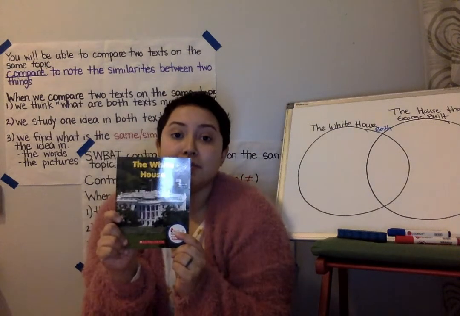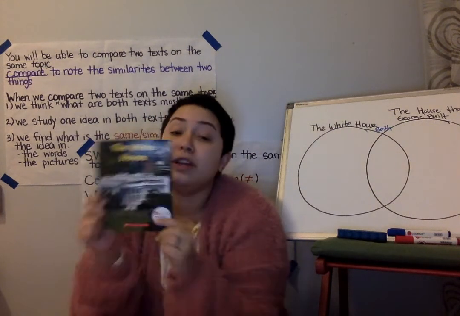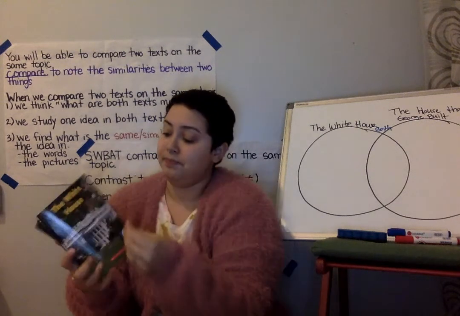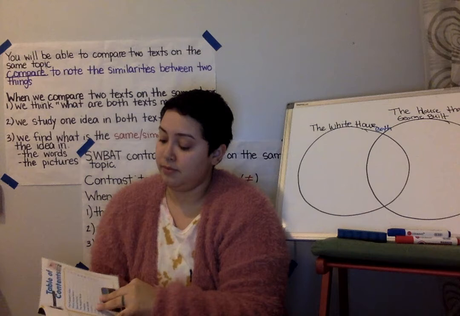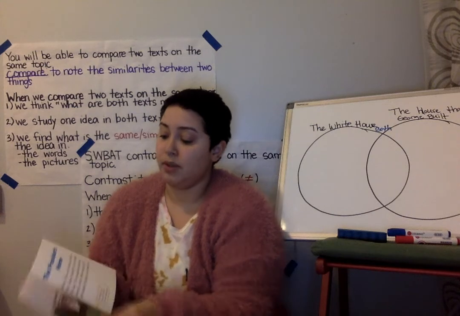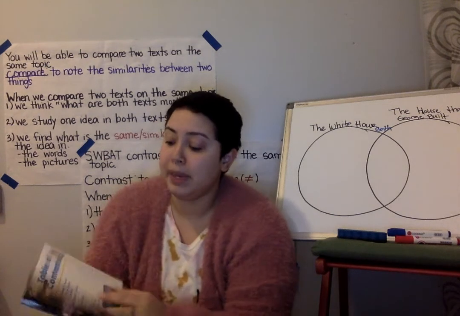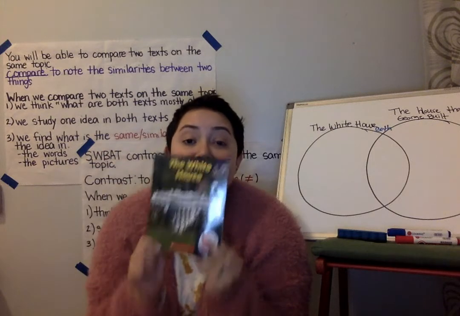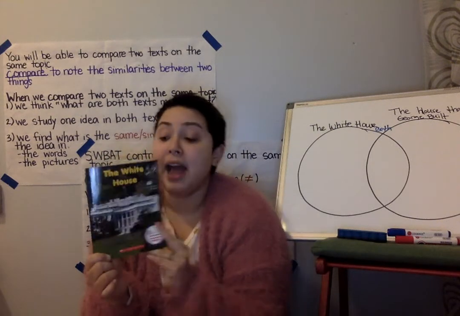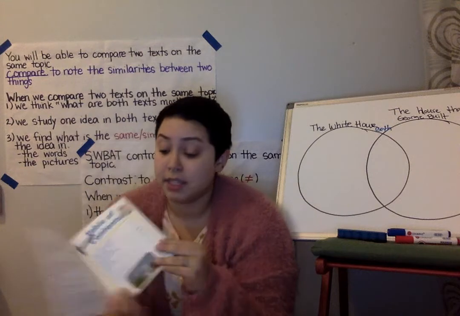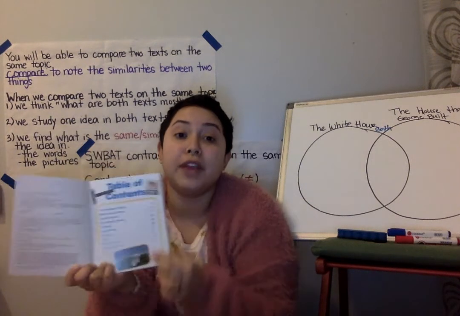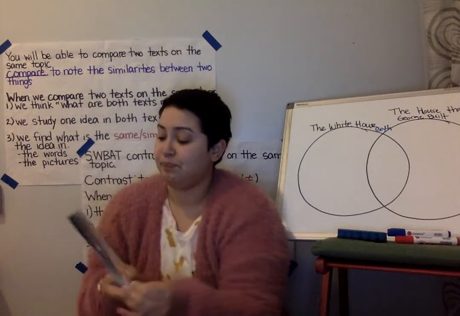The White House. We're going to start by reading only a few pages from this text, and then we'll move on to a few pages of our next text. Now, before we begin, I noticed that this is an informational text, and an informational text teaches us something. I see real-life photographs. I also see a table of contents. That's going to tell me where to find all the information in the text.